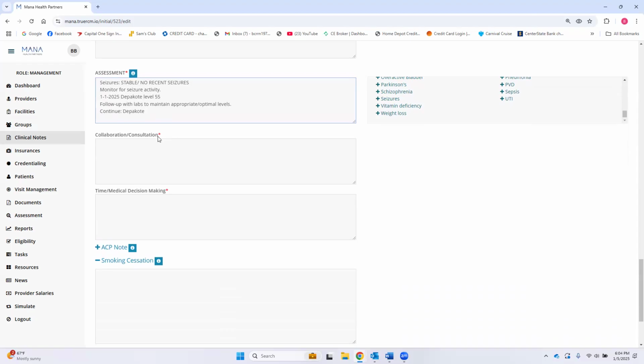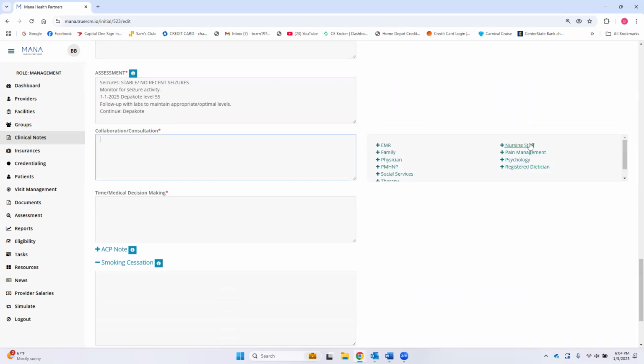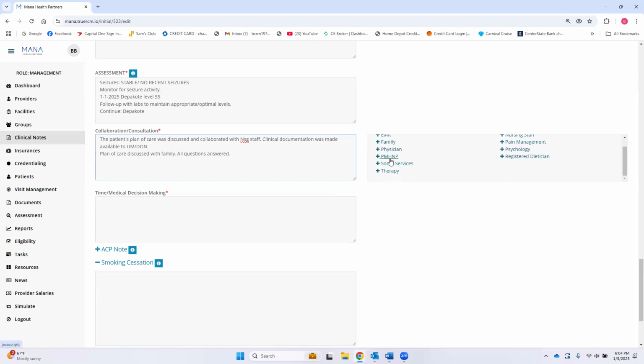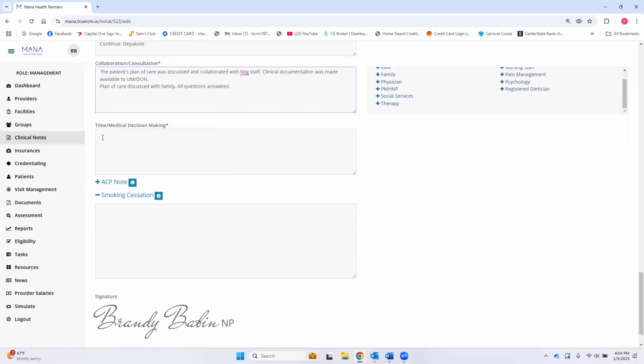Under consultation and collaboration, there is an asterisk, it's required. You can click nursing staff automatically because you are going to collaborate with every nurse on every patient. There is a family snippet that says that you've talked with the family. You can also utilize the other ones, including physician, the psych NP, social services, etc.